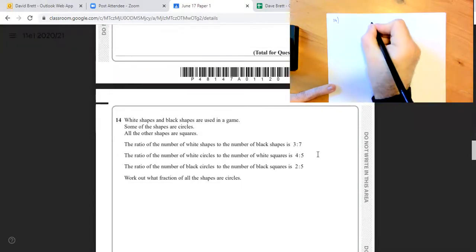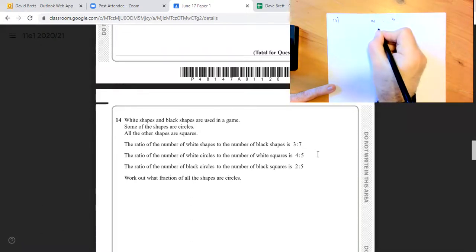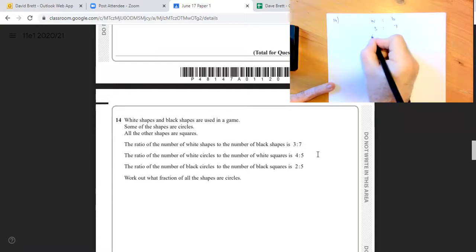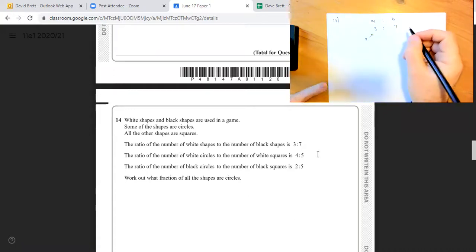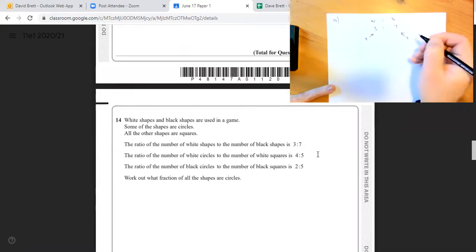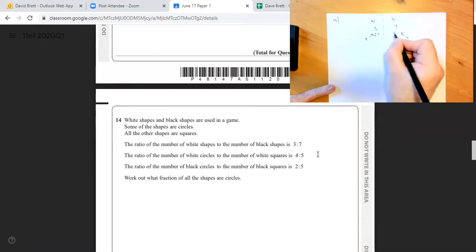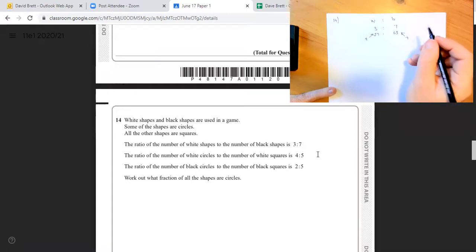Okay, so the ratio of white shapes to black shapes is 3 to 7. Then it says white circles to white squares is 4 to 5, so there's 9 parts in here. And then it says black circles to black squares, so there's another 7 parts in there. So if we multiply this by 9, I'm going to get 27, and multiply this by 9 to 63. Okay, so what fraction of the shapes are circles?